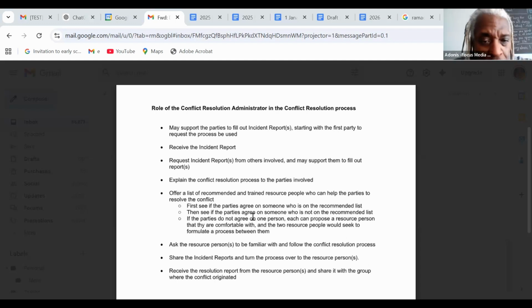Thank you, Michael. Any questions? So the role is right here that people can read. We're hoping to approve this today. So do people have any changes, revisions, or questions that they would like to ask at this point in time about the role of the conflict resolution administrator?